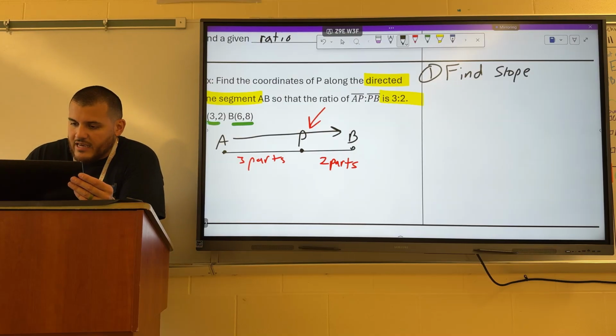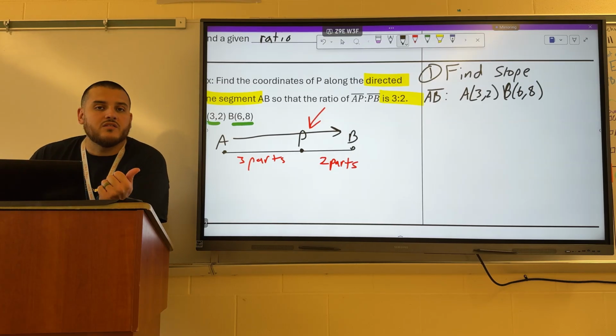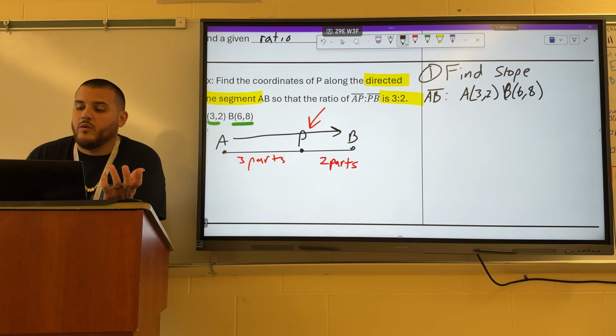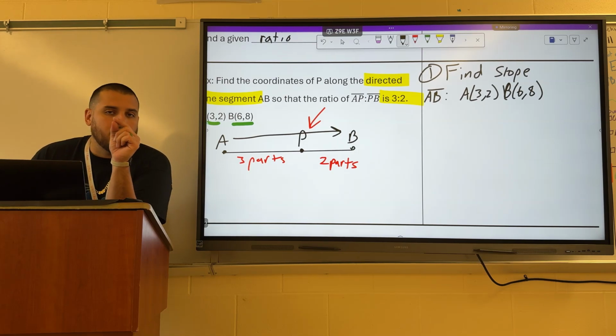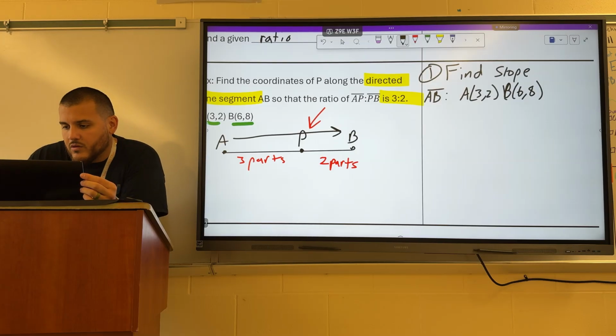All right, so we have segment AB, and I'm just rewriting my points so that I can label them. It's extremely important. So we got A at (3, 2). We have B at (6, 8). And just like we would label for the distance formula or the slope formula, we're going to label our points. Very important though, this is a directed line segment, meaning we have to start at point A. That needs to be our ones when we label. So this is x1, y1. Point B will be our x2 and our y2.